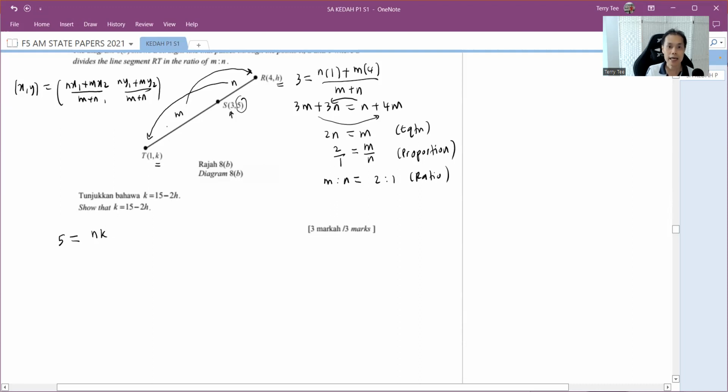And then I'm going to take m times 4, which is mh, divided by total ratio m plus n. Okay, actually, now that I know the ratio is 2:1, I don't have to write this anymore. My n is now 1, my m is now 2. This is total 2 plus 1, which gives us 3. So let's multiply over 3 times 5, 15, equals k plus 2h. I'm finding k in terms of h. So bring the 2h over, k is 15 minus 2h. There you go. You got k in terms of h.